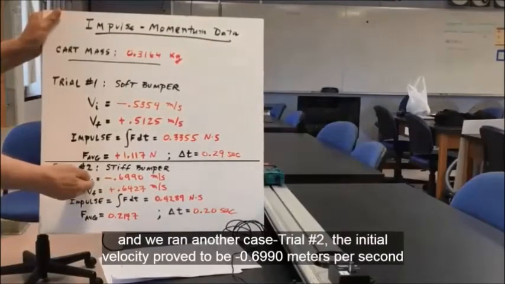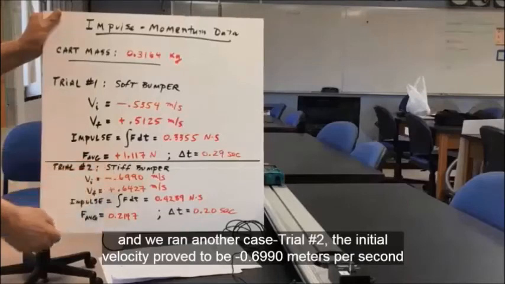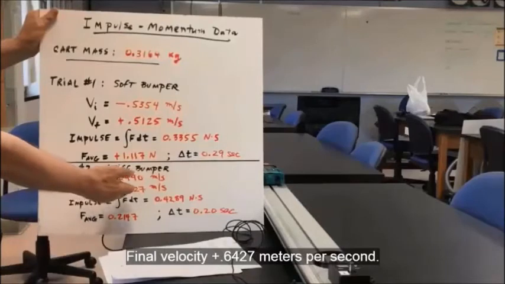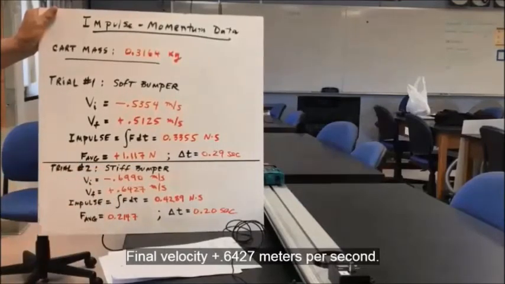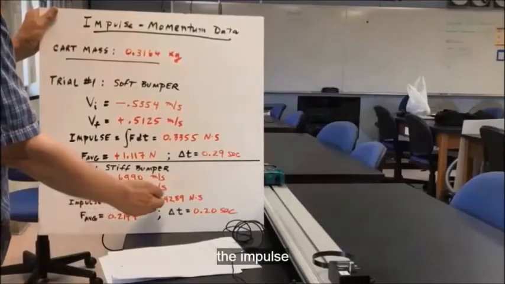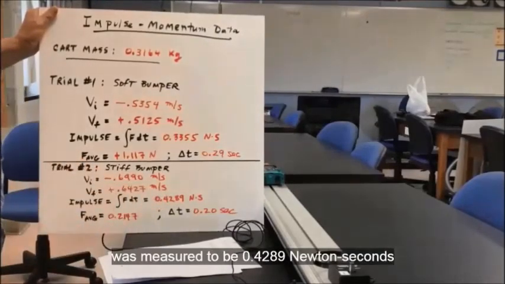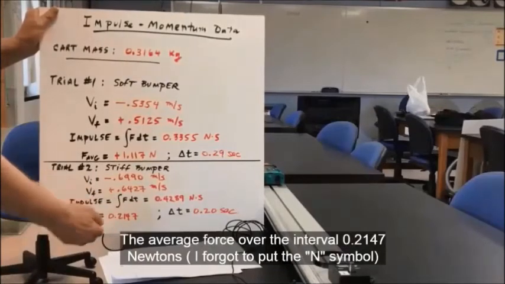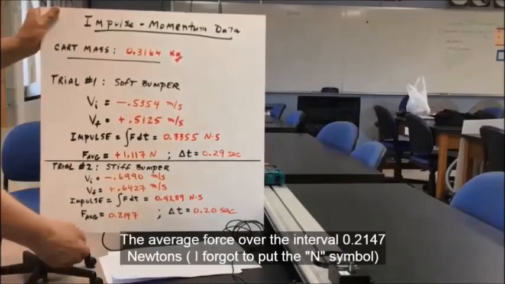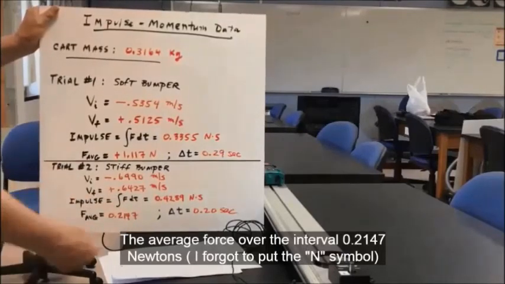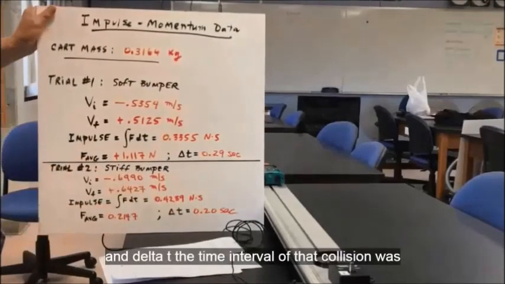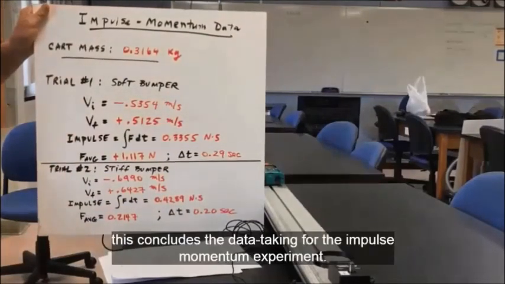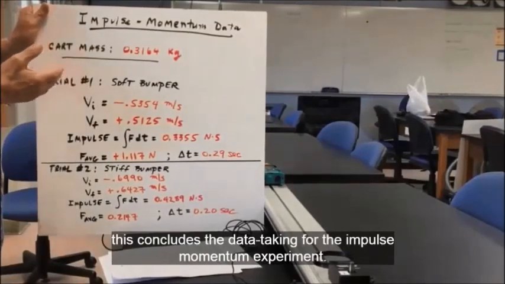We then replaced the soft bumper with the stiff bumper and re-ran another case, trial number 2. The initial velocity proved to be minus 0.6990 meters per second. Final velocity positive 0.6427 meters per second. The impulse was measured to be 0.4289 Newton seconds. The average force over the interval 0.2147 newtons. I forgot to put the N symbol. And delta T, the time interval of that collision, was 0.20 seconds. This concludes the data taking for the impulse momentum experiment.